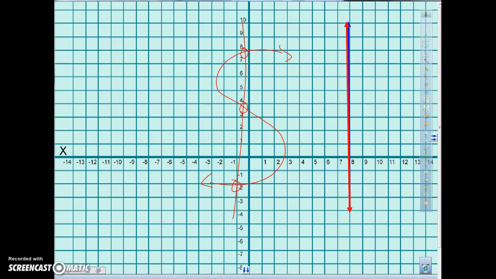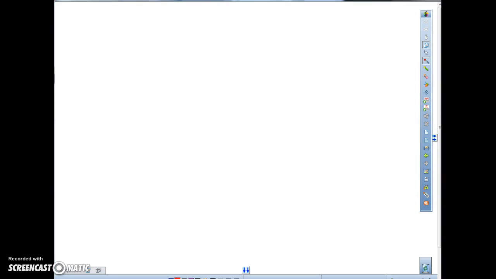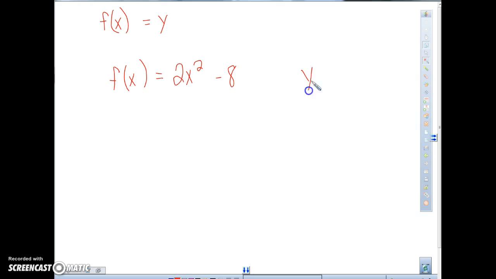Let's start solving some problems with function notation. You also did function notation in Algebra 1. Function notation means that they put an f of x instead of the y. F of x and y are going to be the same thing. This is just in function notation. So if I say that f of x is equal to 2x squared minus 8, that's the same thing as me saying y is equal to 2x squared minus 8. Just a different notation.